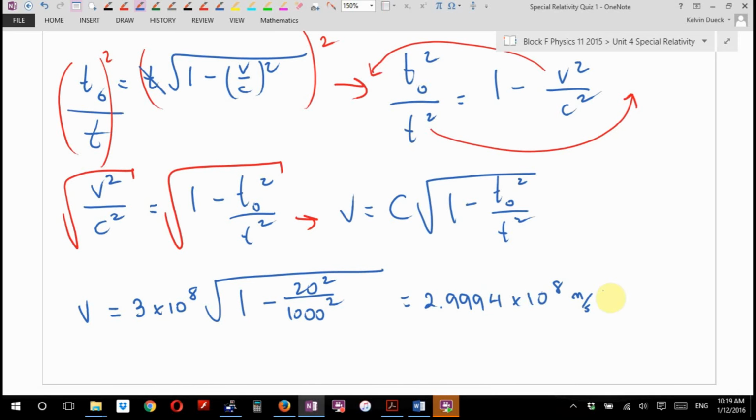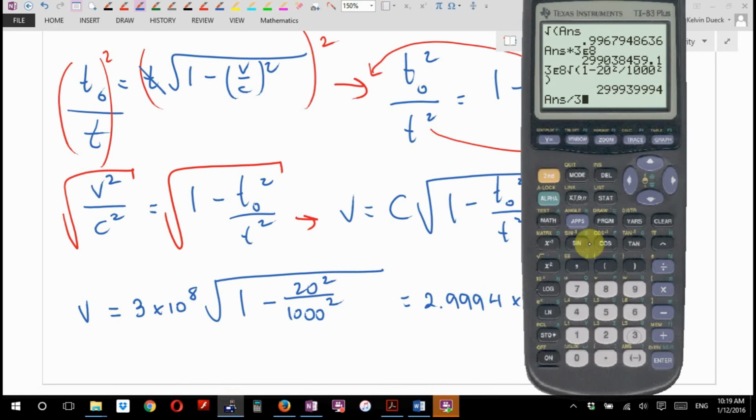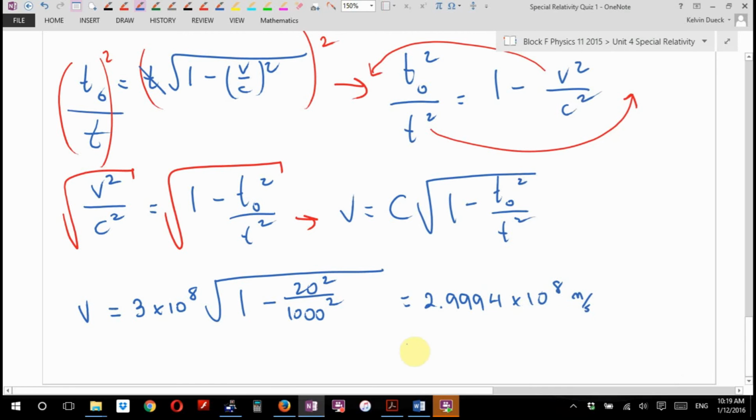Or if you made it, by the way, what percentage of light is that, Alex? Just like if you get 30 out of 40 on a test, you go 30 divided by 40 times 100. If you're going 2.9994 times 10 to the 8th out of 3 times 10 to the 8th, you divide, and then times 100. Holy smokes. 99.98% of the speed of light.